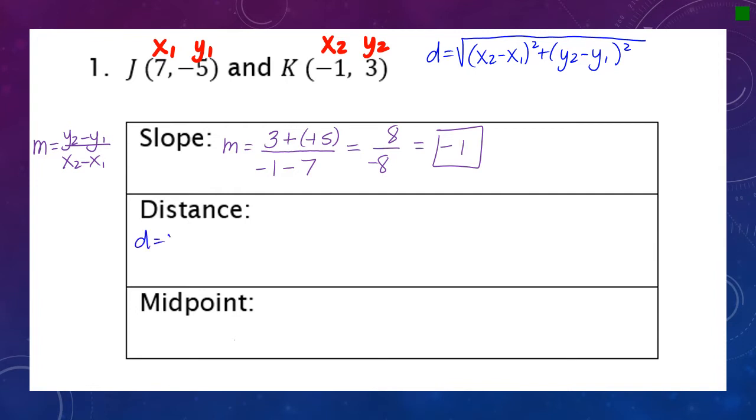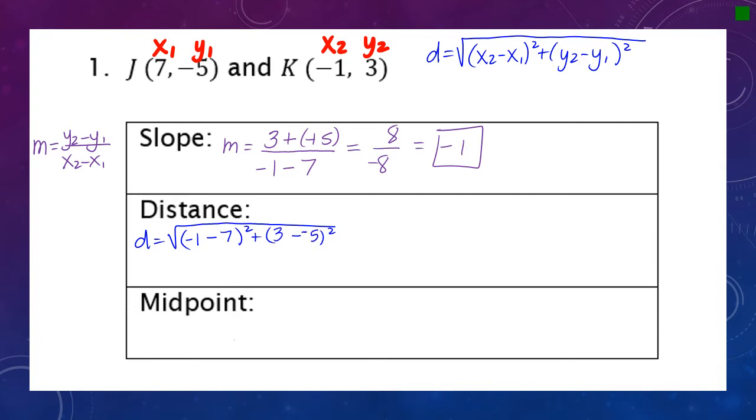I'm going to plug everything in, and what I like to do is set up my entire formula except for the numbers, and that way when I plug in my numbers, I don't have to think about the formula and where everything goes. So I'm going to put in x2 minus x1, so that's negative 1 minus 7, and then in the second set of parentheses I'm putting in y2 minus y1, so that's 3 minus negative 5.